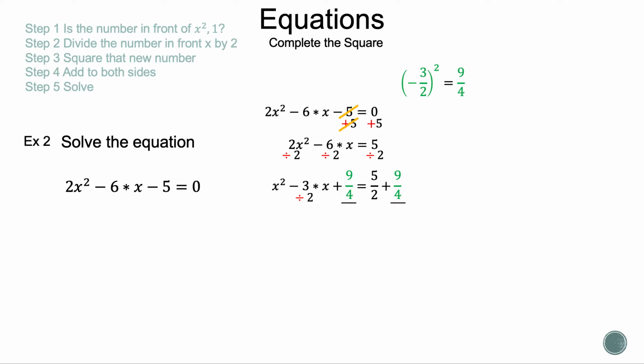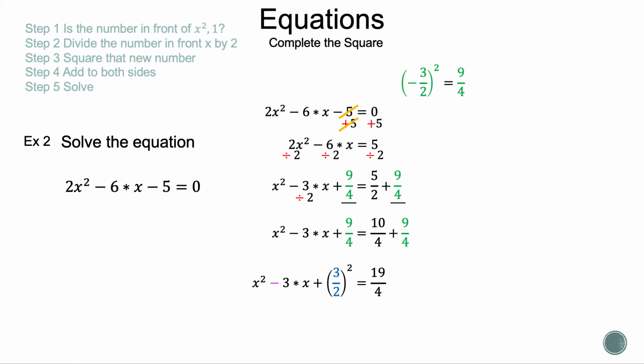Now let's go ahead and change that 5 over 2 to 10 over 4 so that we can add the 2 fractions on the right-hand side, since now they have a common denominator of 4. And we did that by multiplying the top and bottom by 2. 5 times 2 is 10, and 2 times 2 is 4. So now we can go ahead and simplify the right hand side, and we get 19 over 4. So now we have x squared minus 3x plus 3 over 2 squared is equal to 19 over 4. We can't write 19 over 4 as something to the power of 2 because 19 is prime. So we're a little bit unlucky in that way.